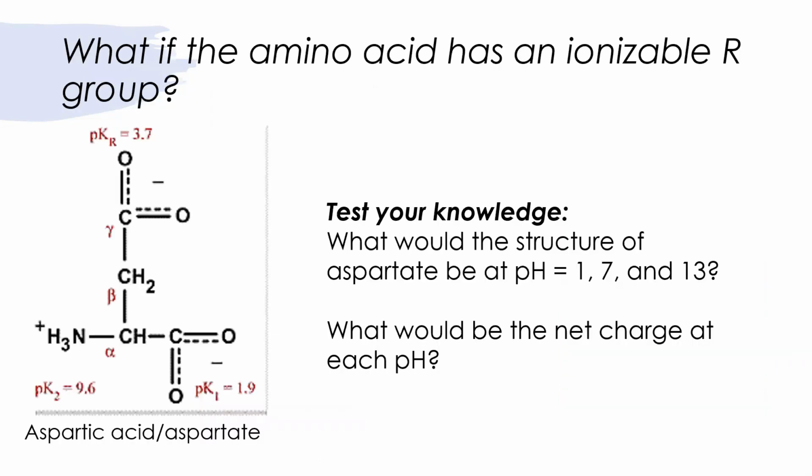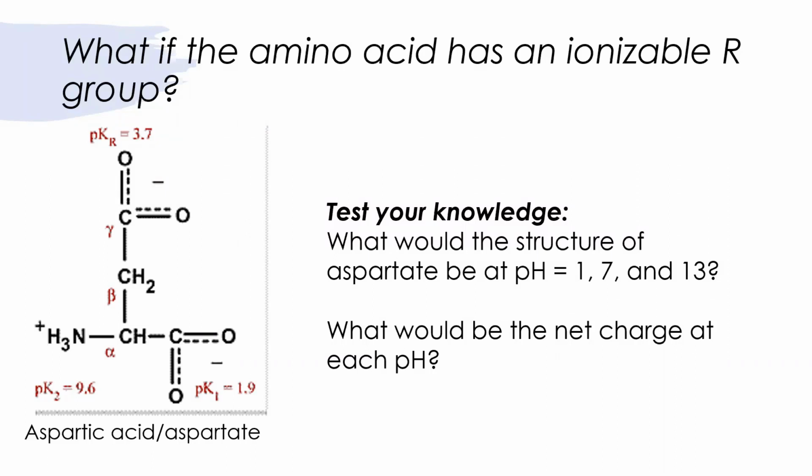The protonation of the R group depends on the pH of the solution, just like the amine and carboxyl groups do. Aspartic acid, or aspartate, is an amino acid with an ionizable R group. The pK of its carboxyl group is 1.9, the pK of its amine group is 9.6, and the pK of its R group is 3.7.